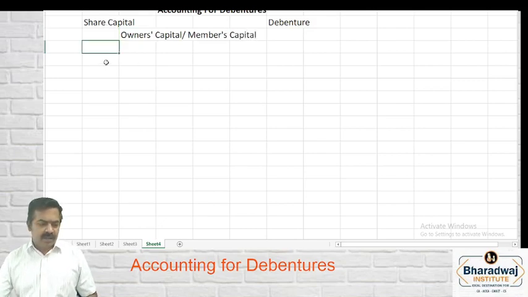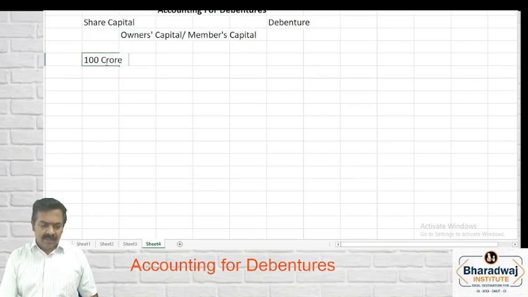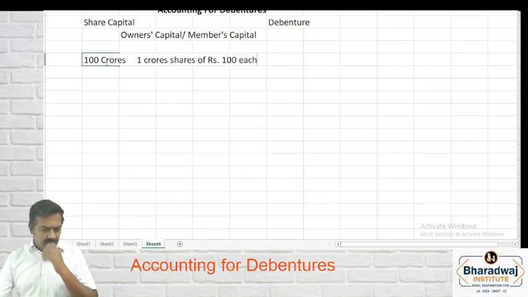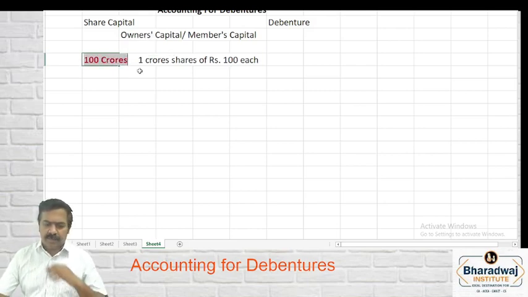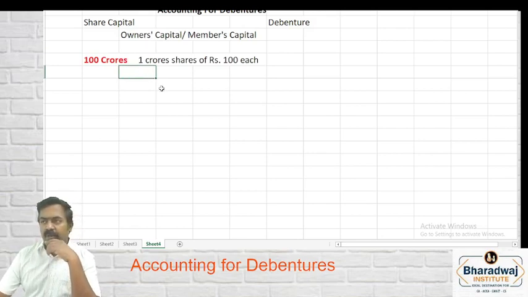For example, you want to start a company with 100 crores capital. This 100 crores will be divided into some shares, like 1 crore shares of rupees 100 each. So this 100 crores is called share capital, and the 1 crore units are called shares in the share capital.